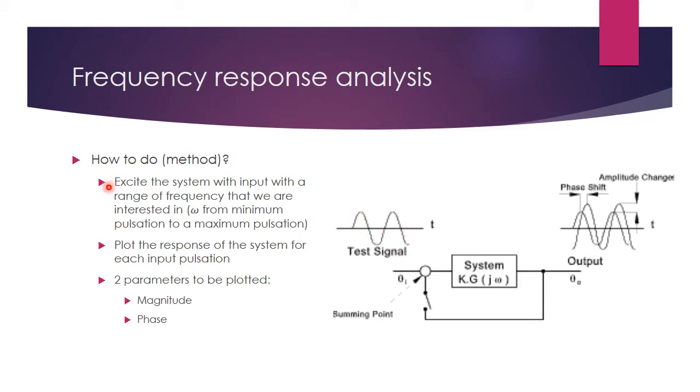What we do is excite the system with an input of sine wave that has a range of frequency that we are interested in. The frequency input we note as omega, because usually it is a pulsation in radian per second. It could be in radian per second or in frequency, but usually in automatic control and mechanical engineering we use frequency in terms of pulsation, omega in radian per second. So we change the input sine wave frequency from a minimum pulsation to a maximum pulsation.